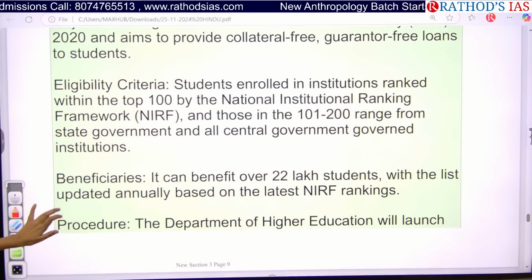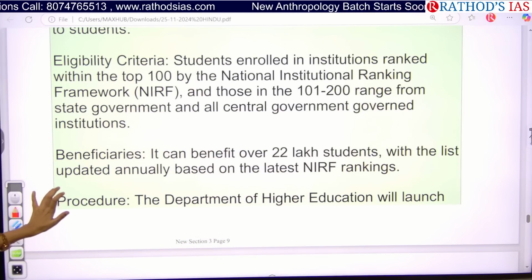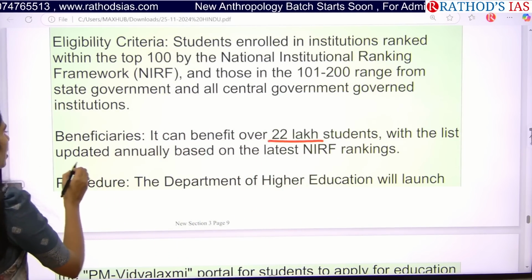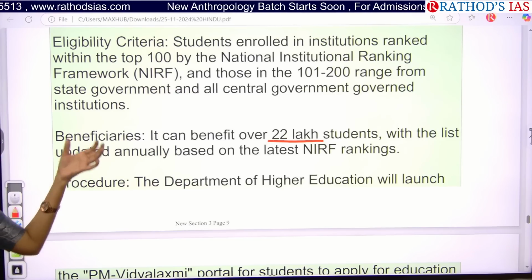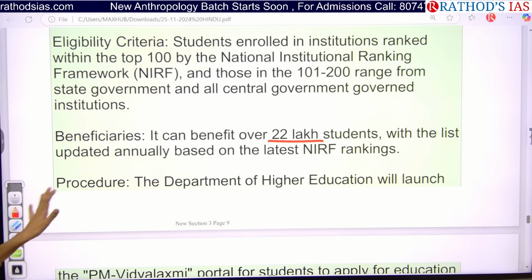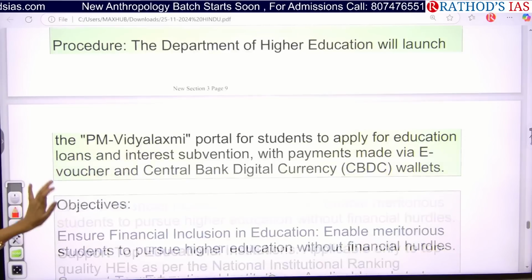Next, under this scheme the beneficiaries can be over 22 lakh students, and they will be giving the list of colleges annually based on the NIRF rankings. So that is the thing, it's more than enough.